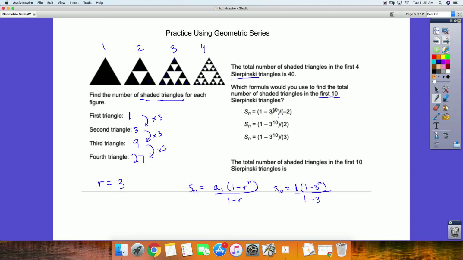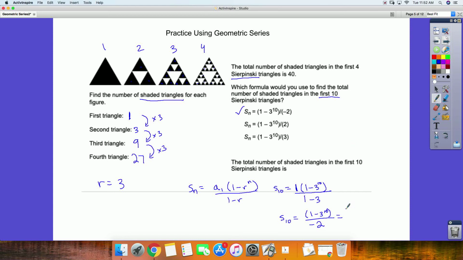Now, we got the top part matching in all of these, but let's simplify the bottom. S sub 10 equals 1 minus 3 to the 10 over 1 minus 3, which is negative 2. So that means this is our formula. And now they want us to go ahead and solve this. Hopefully it doesn't explode your calculator, because 3 to the 10th might be kind of big.